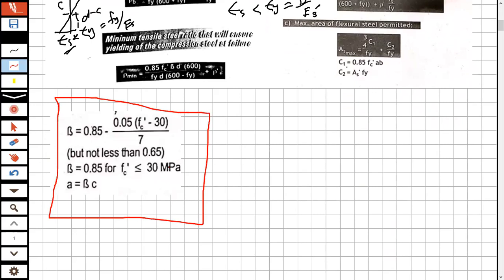If the f'c is greater than 30 megapascal, then we are going to use this formula. You have here the base, 0.85, which we subtract with 0.05 over 7 times the excess over 30 megapascal. In other words, if your f'c is 40, minus 30 is 10, then multiply by 0.05 over 7 and deduct this from 0.85. Usually the value of beta we use is 0.85, that is if the f'c is less than 30 megapascal.